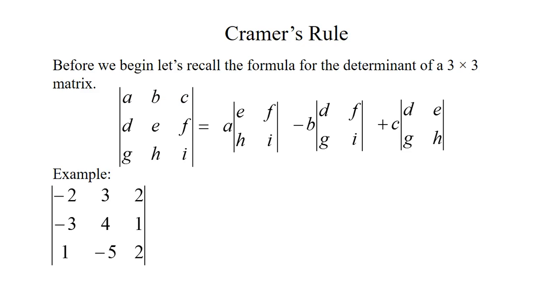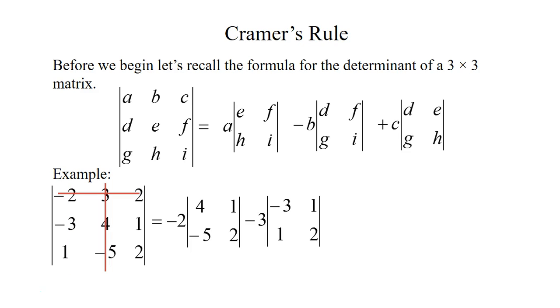Using this matrix and eliminating our first row and first column, we have an intersection at -2 and a remaining 2x2 matrix of 4, 1, -5, 2. Next, we're going to eliminate the first row and second column. Our intersection is 3, and we're going to subtract that and multiply it by the remaining 2x2 matrix, which is -3, 1, 1, 2. Next, we're eliminating the first row and third column. Our intersection is 2, and that's going to be multiplied by the determinant of the -3, 4, 1, -5 matrix.